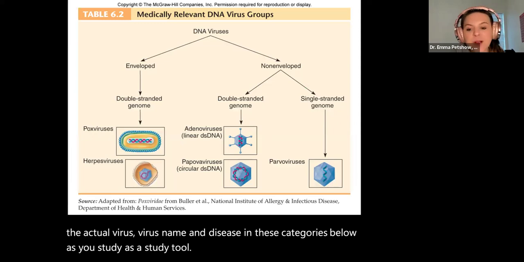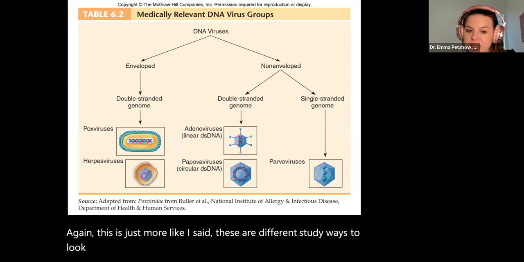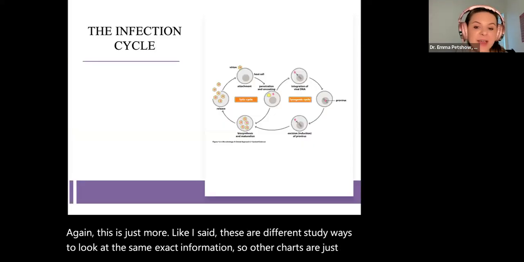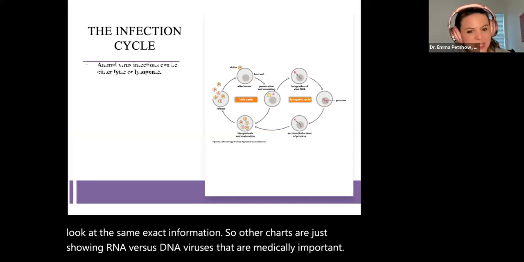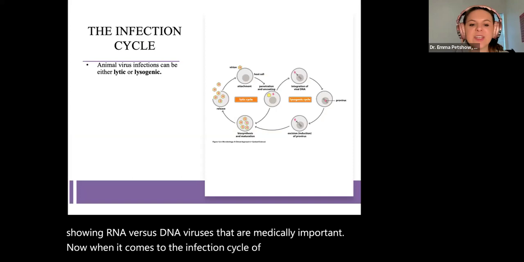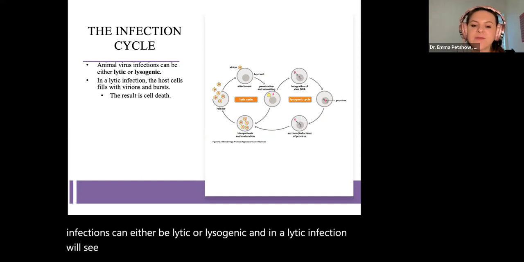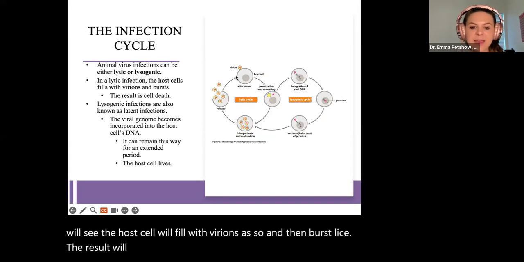Again, like I said, these are different study ways to look at the same exact information. So other charts that are just showing RNA versus DNA viruses that are medically important. Now, when it comes to the infection cycle of viruses, animal virus infections can either be lytic or lysogenic. And in a lytic infection, we'll see the host cell will fill with virions, as so, and then burst, lyse. The result will be cell death with lytic.